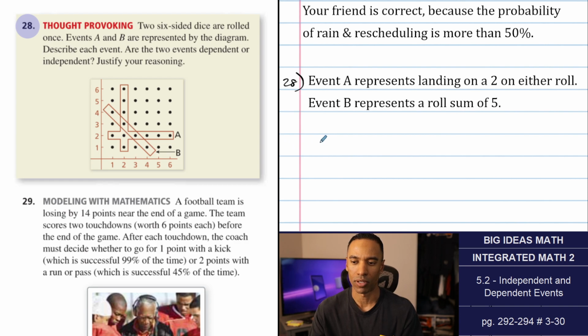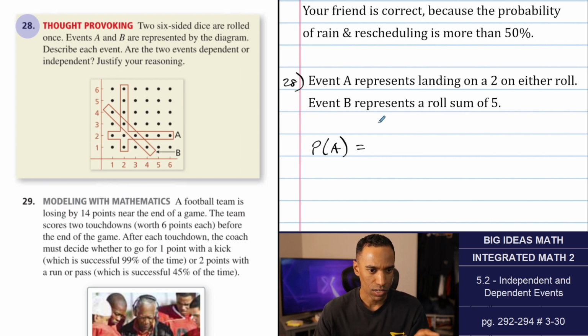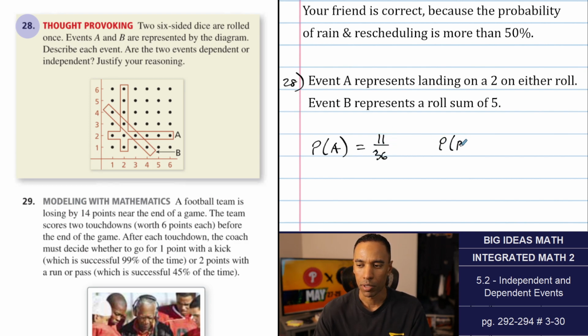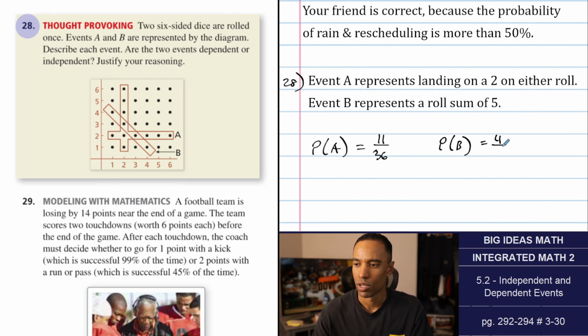What's the probability of event A occurring? The probability of event A occurring is 1, 2, 3, 4, 5, 6, and 1. Remember, there's an overlap on that two, so there are 11 of them out of 36 possibilities. That's the probability of event A. Probability of event B, there's only 4 out of 36, which, by the way, reduces to 1/9.